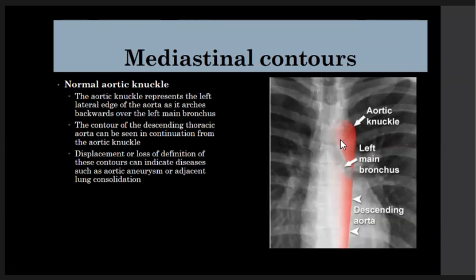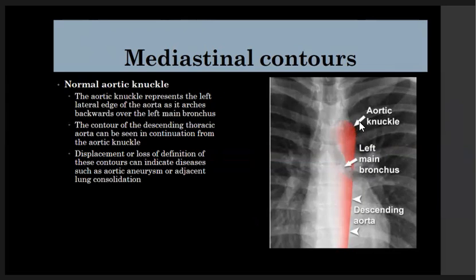Aortic knuckle here, and this is the left main bronchus, and this is the descending aorta. The aortic knuckle represents the left lateral edge of the aorta as it arches backward over the left main bronchus. The contour of the descending thoracic aorta can be seen in continuation from the aortic knuckle. Displacement or loss of definition of the contour can indicate some diseases like aneurysm or adjacent lung consolidation or spine abnormalities. And we will discuss this in detail when we reach abnormal mediastinal evaluation.